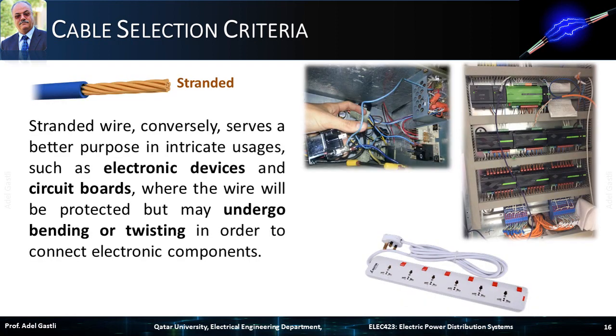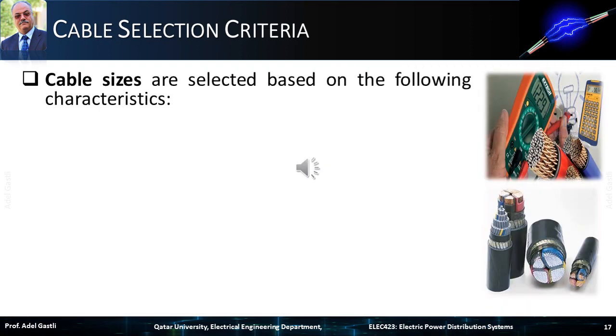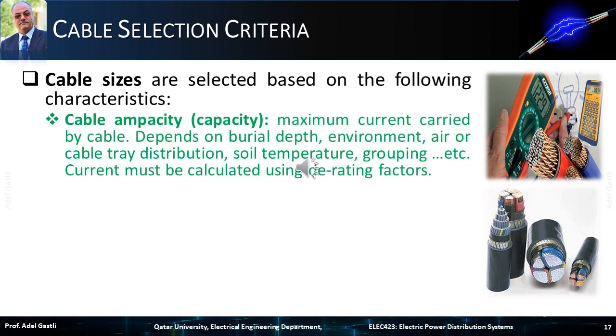The stranded wire, conversely, serves a better purpose in intricate usages, such as electronic devices and circuit boards, where the wire will be protected but may undergo bending or twisting, in order to connect electric and electronic components. So, the advantages of stranded wires are their malleability and flexibility. Cable sizes are selected based on the following characteristics. Cable ampacity, or capacity. It is the maximum current carried by the cable.